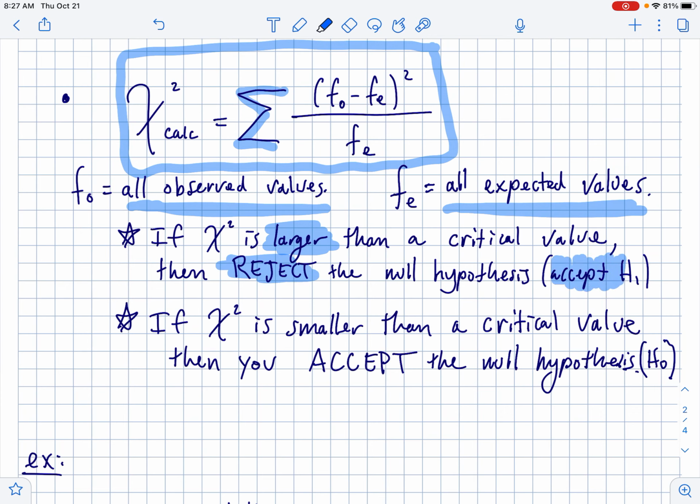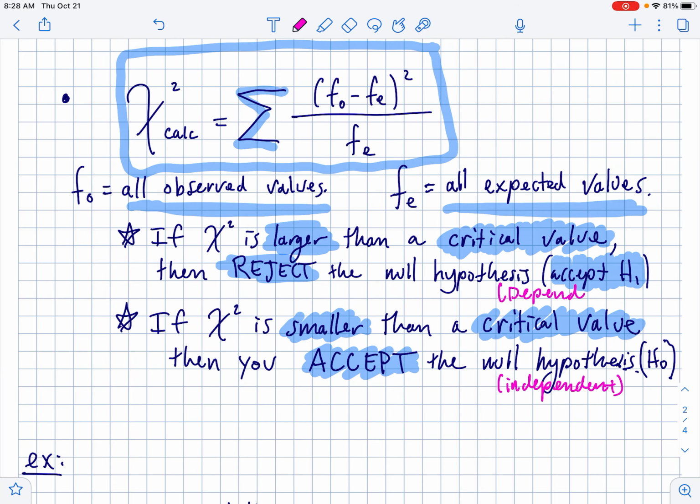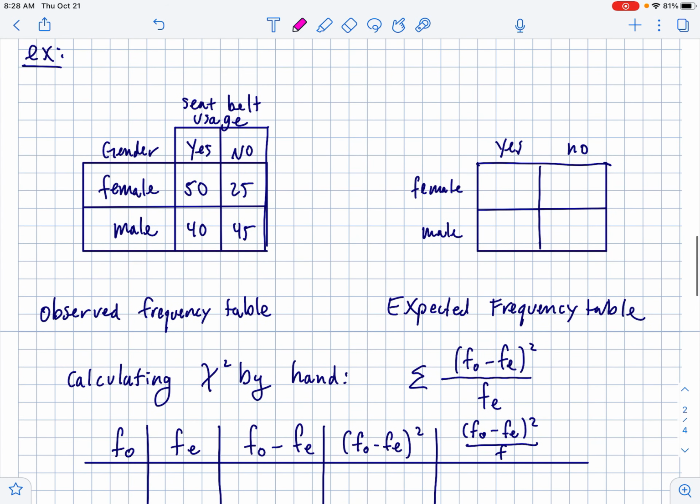If chi-squared is larger than a critical value, then you reject the null hypothesis and say that you accept the alternative hypothesis. You might be wondering what I mean by a critical value. Once again, I'll show you how we find critical values and use them. But if your chi-squared is smaller than a critical value, then you accept the null hypothesis, which would mean that the two are independent of each other. So the alternative is that they're dependent, and the null hypothesis is that they're independent of each other. Rejecting the null hypothesis would mean that they're dependent.